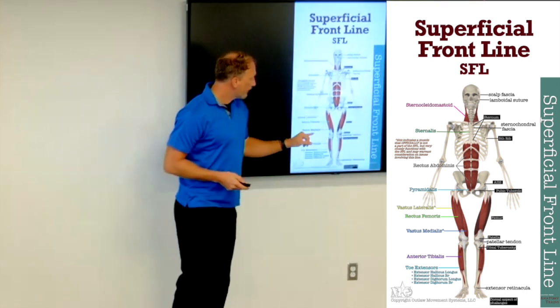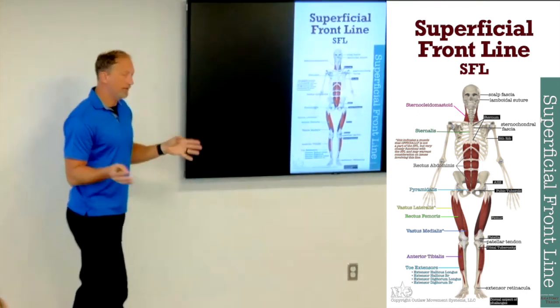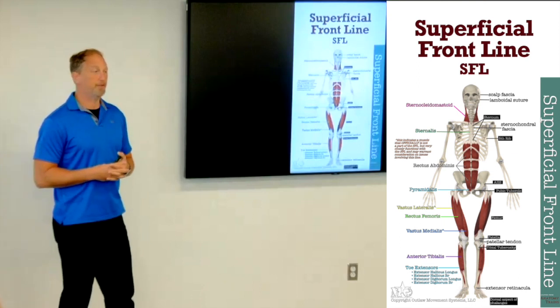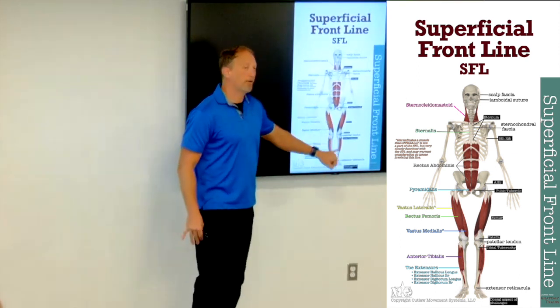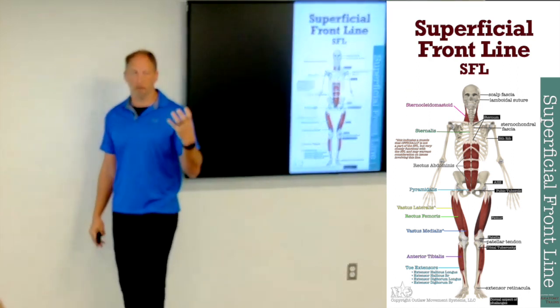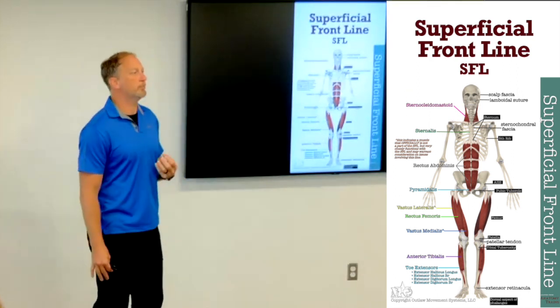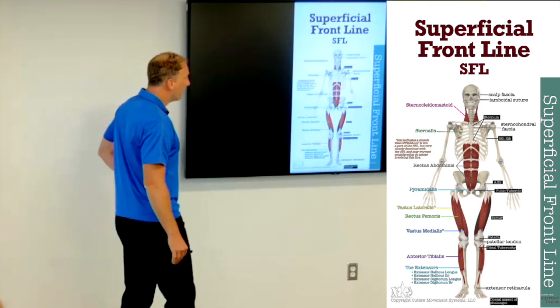Vastus lateralis, vastus medialis get lumped into it unofficially, but the rectus femoris is the only one that meets all the criteria to be included. But since the quadriceps typically function as a group, they're included as well.